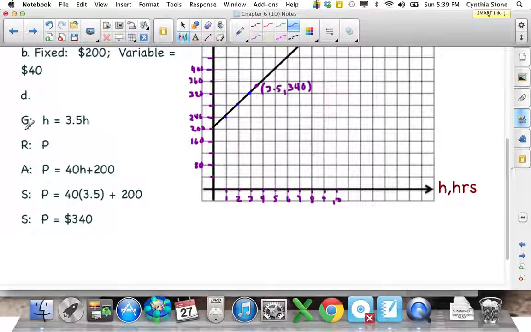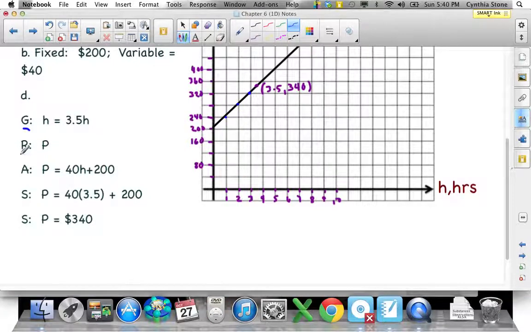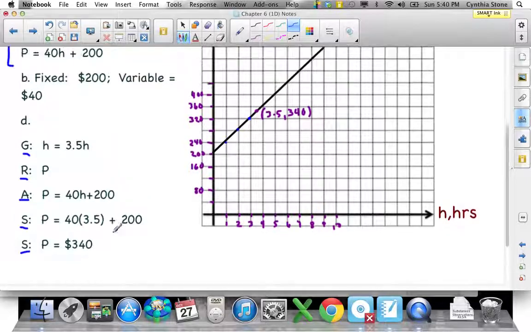So my given is that H is 3.5 hours. What I'm looking for, my required, is the price. The equation I'm going to analyze is the equation we're given, so you just list the equation. Solving it, P equals 40, then H is 3.5, so you put 3.5 there, plus 200, and stating my solution, P equals 340. Okay, so whichever way you did it would be perfectly fine for me.